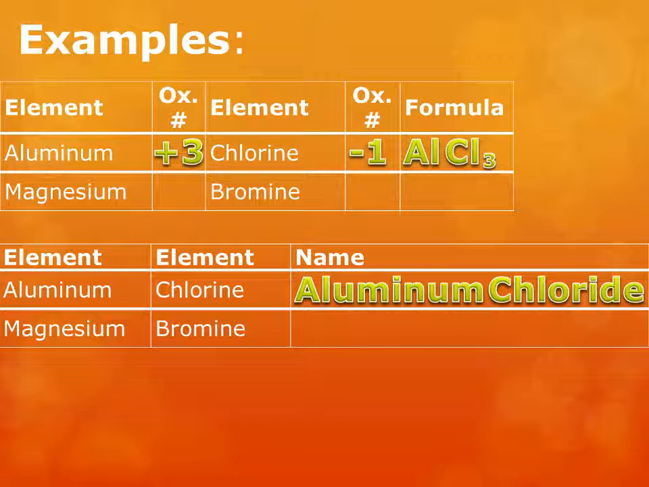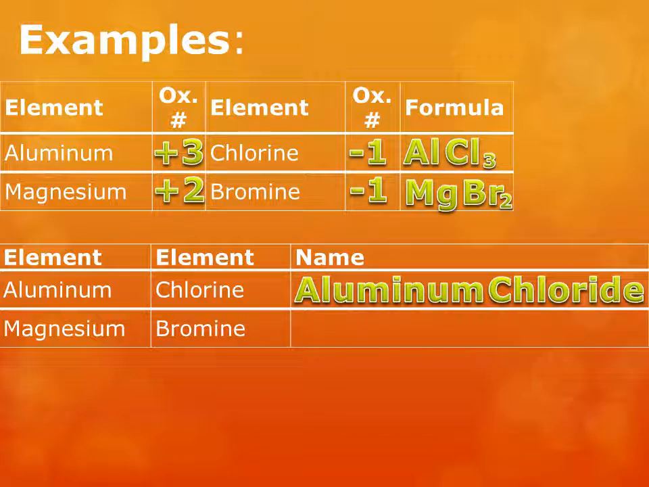So let's try another one. For magnesium, we look up the oxidation number. It's +2. Bromine, we look up the oxidation number. It is -1 again. So we write down the positive one, Mg, and this tells us there's 1 of those. Br, and then this tells us there's 2 of those. Okay, so our formula is MgBr2.